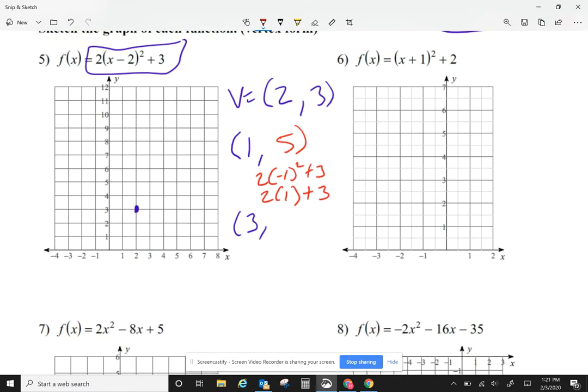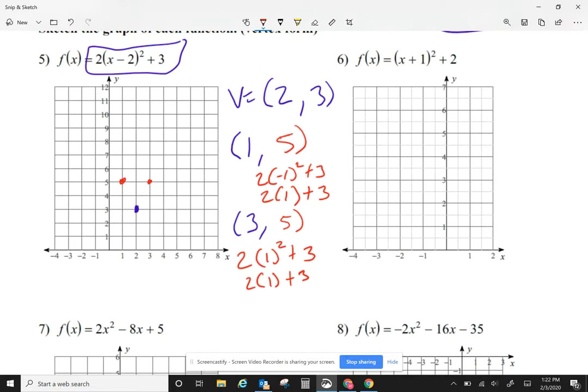Now let's take a look at what if x equals 3. I'm going to go to the parentheses, x minus 2, I get 1 squared plus 3. The exponent, 1 squared, is basically 1, so I have 2 times 1 plus 3. 2 times 1 plus 3 is 5. Because I chose a number more than and less than my vertex, at the same distance, my y in this case happens to repeat. So one of my points is 1, 5. The other point is 3, 5.